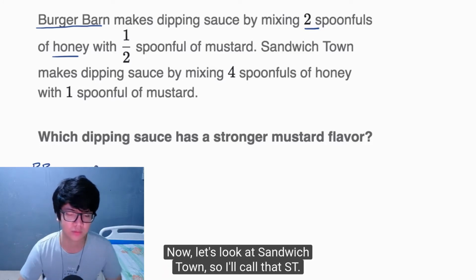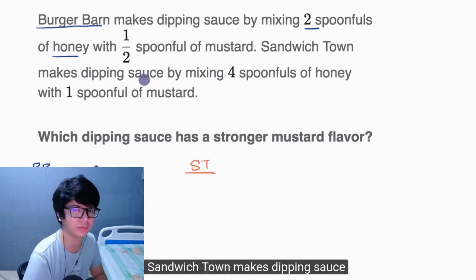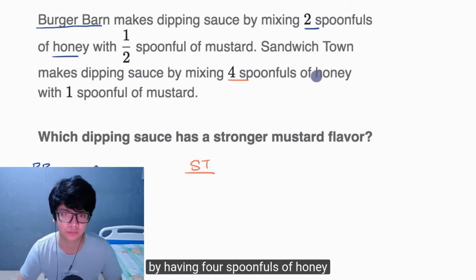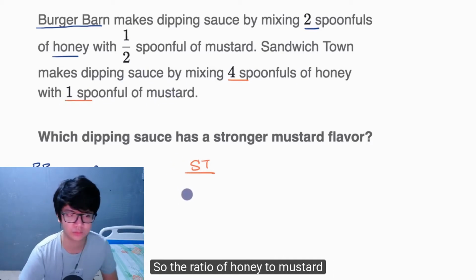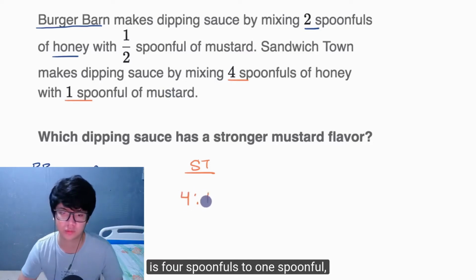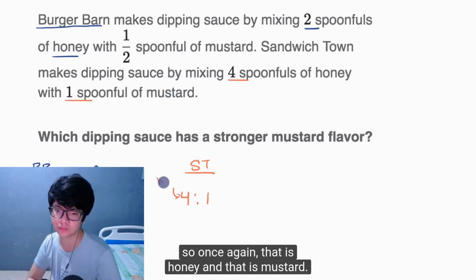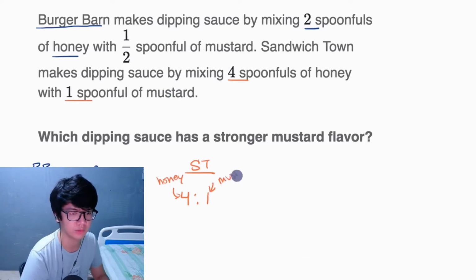Now let's look at Sandwich Town, ST. Sandwich Town makes dipping sauce by having 4 spoonfuls of honey for every 1 spoonful of mustard. So the ratio of honey to mustard is 4 spoonfuls to 1 spoonful. Once again, that is honey, and that is mustard.